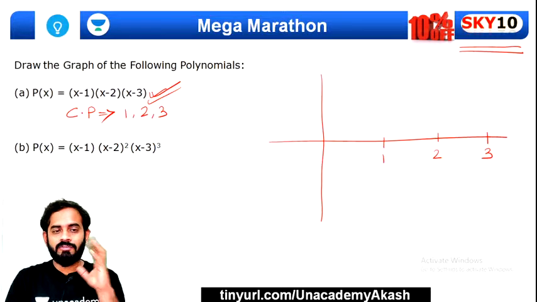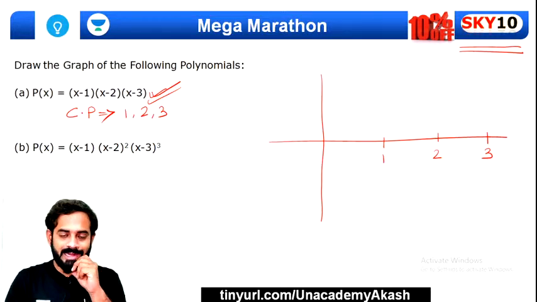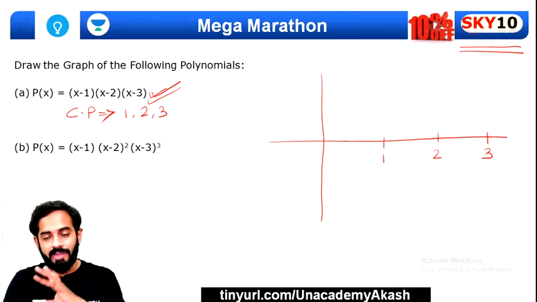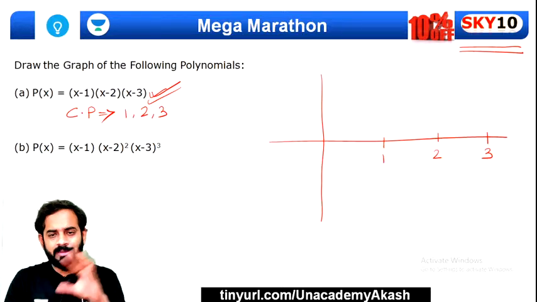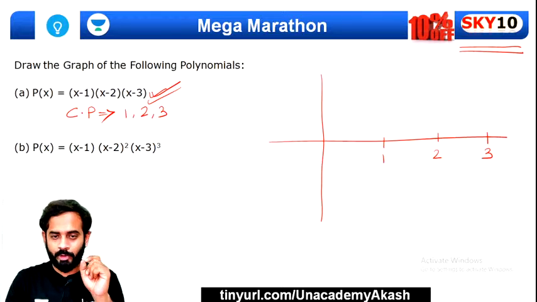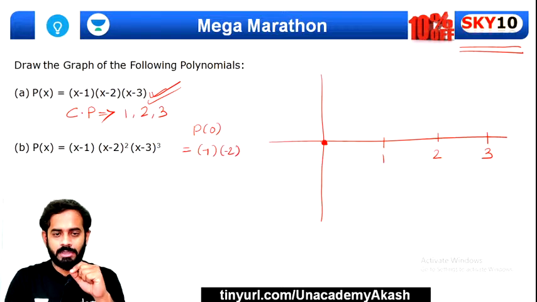Now, find the value of this polynomial at a point which is to the left of the leftmost critical point. The leftmost critical point is 1, so take any random point to the left of it. Let's take 0. We'll have to find p of 0. P of 0 will be (-1)(-2)(-3). If you multiply this, whatever value you get, it will be negative only.